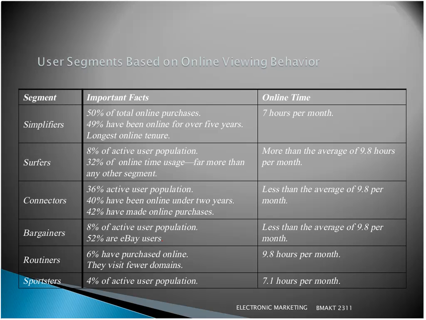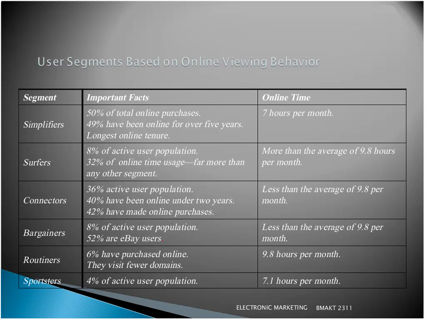Here in this table, we have user segments based on online viewing behavior. We have different segments: simplifiers, surfers, connectors, bargainers, routiners, and sportsers. Important facts for each of them are different.